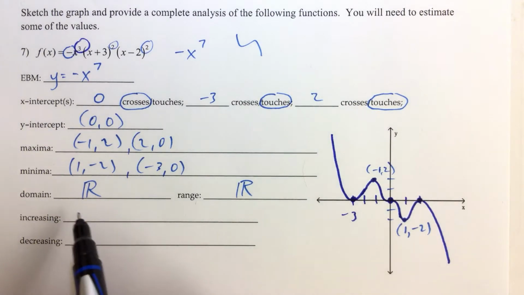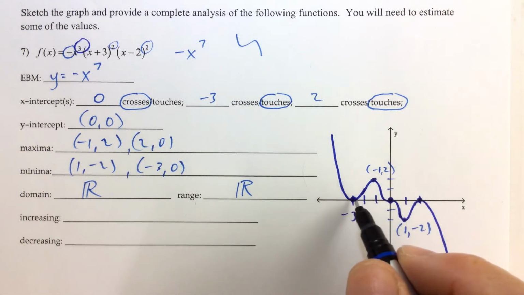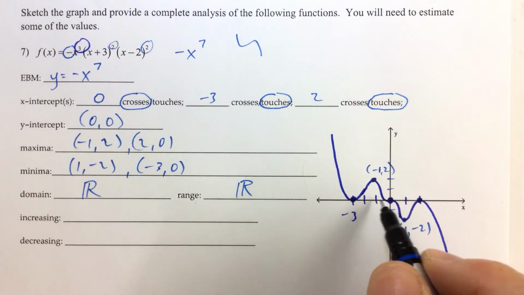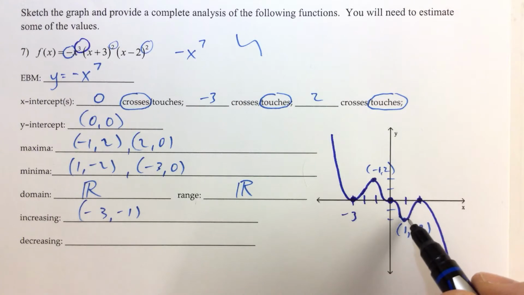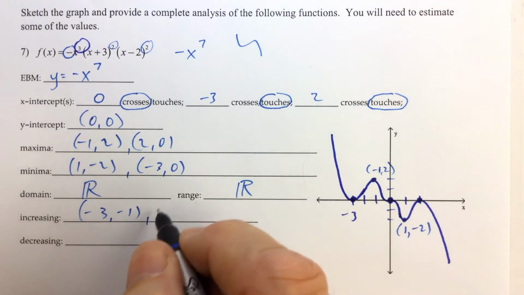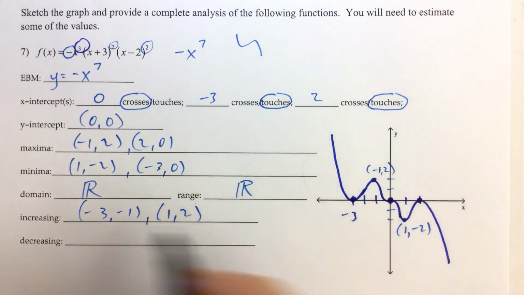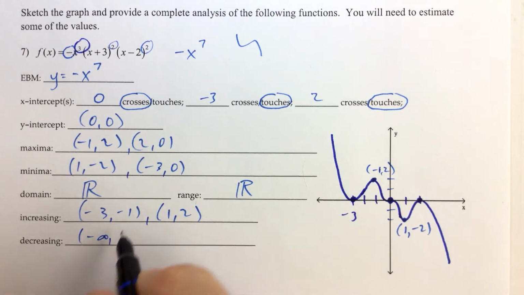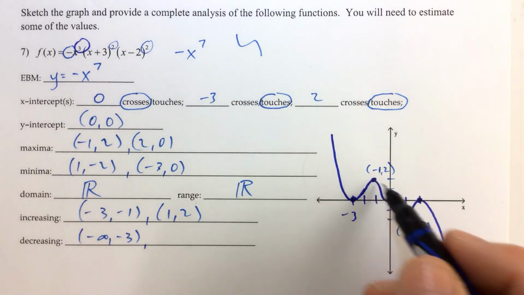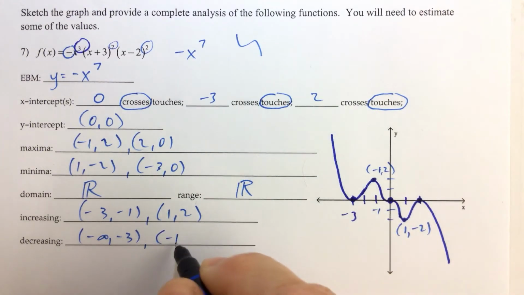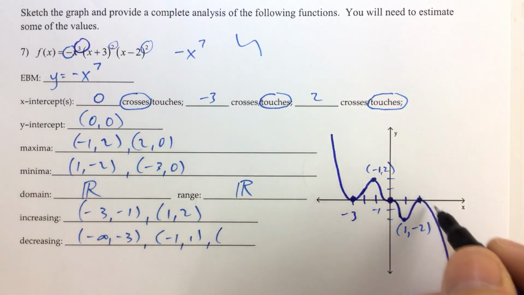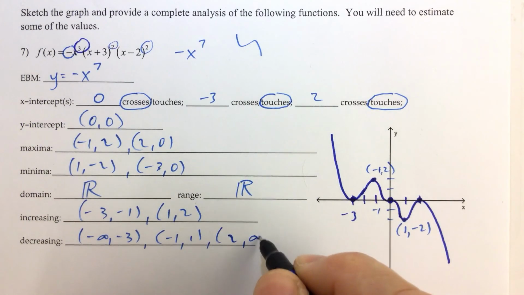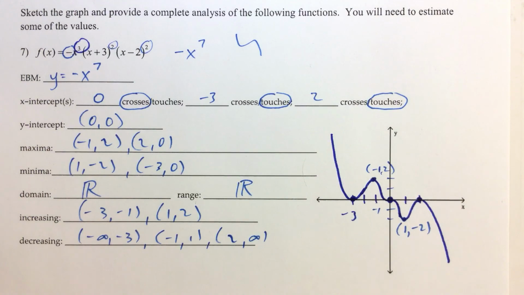Now we have to figure out on what intervals this function is increasing. It's increasing from left to right when the y values are getting bigger. So from negative 3 to negative 1, and then from 1 to 2, and that's it. It's decreasing from negative infinity all the way to negative 3, then from negative 1 all the way down to 1, and one last one from 2 to infinity. And that is a complete analysis of that function.